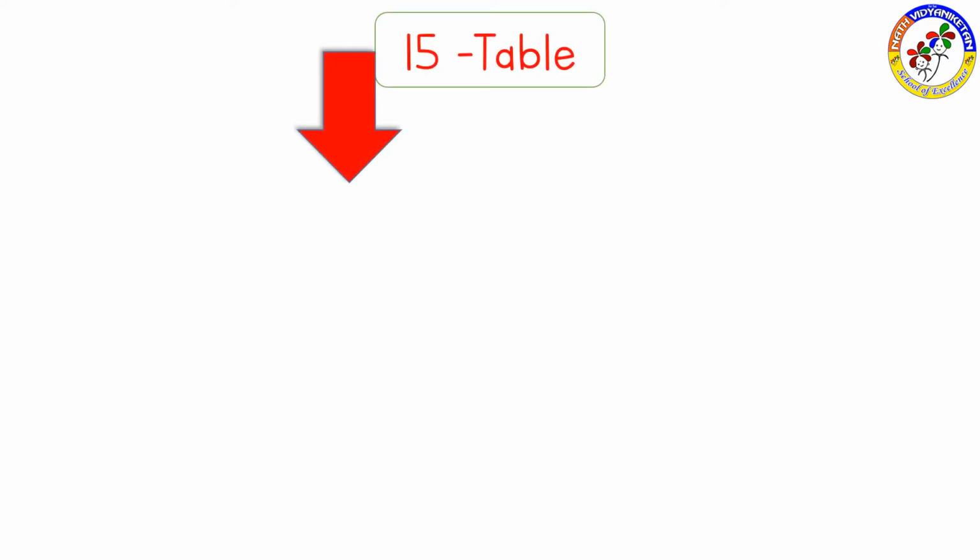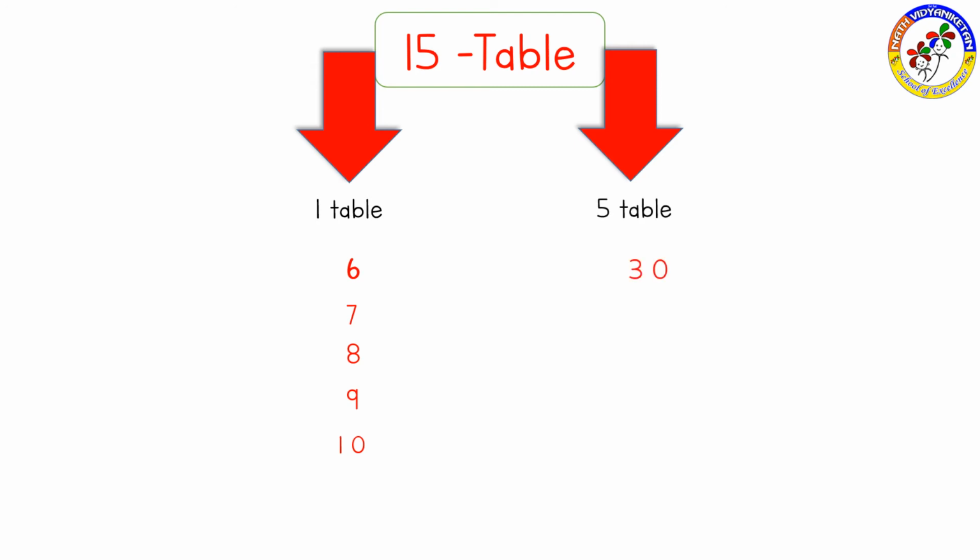Now the 15 table from the 6th step. Write the 1 table from the 6th step. 1 6 are 6. 1 7 are 7. 1 8 are 8. 1 9 are 9. 1 10 are 10. Now on the right side, the 5 table from the 6th step. 5 6 are 30. 5 7 are 35. 5 8 are 40. 5 9 are 45. 5 10 are 50. Now let us use the trick.